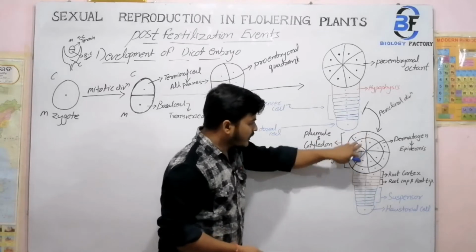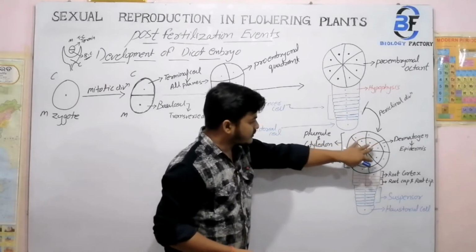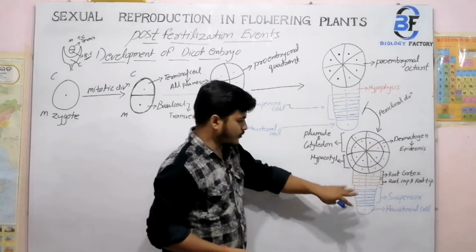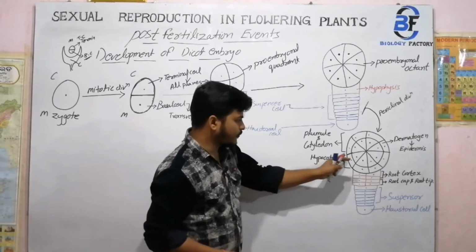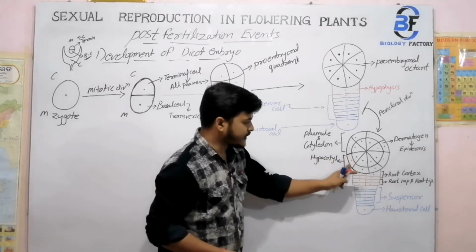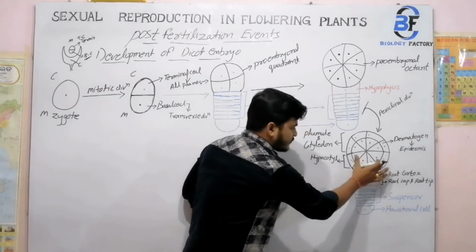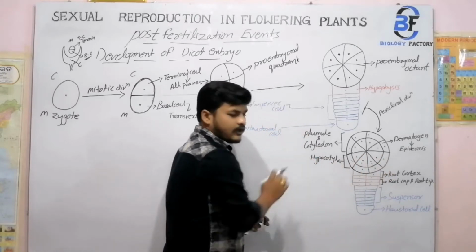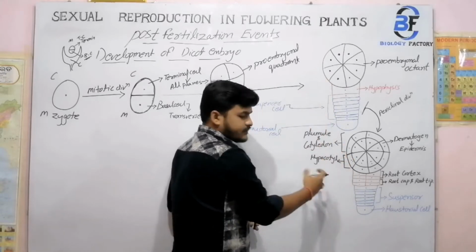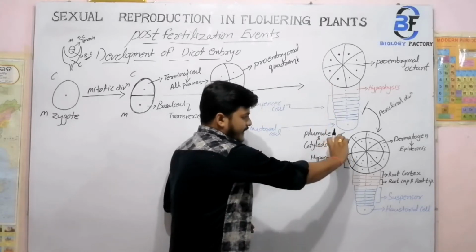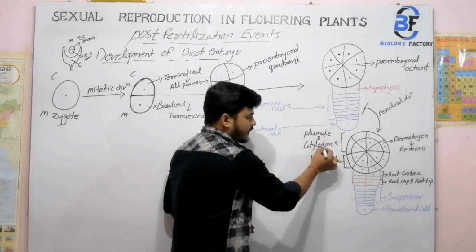So we already covered the proembryo. Next, the changes which occur in the proembryo. The changes already occurred in the hypophysis. Next, in the proembryo, the lower 4 cells, these 4 cells, 1, 2, 3 and 4, change to form the hypocotyl. The lower part of the proembryo changes to form the hypocotyl, and the upper 4 cells form the plumule and cotyledon.